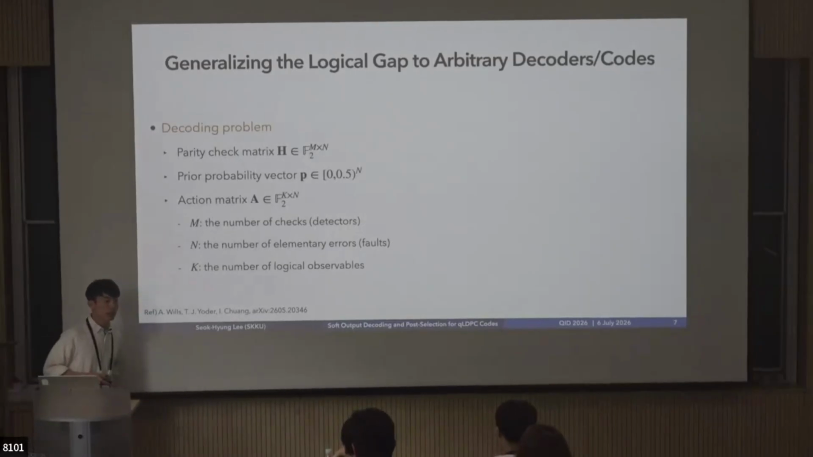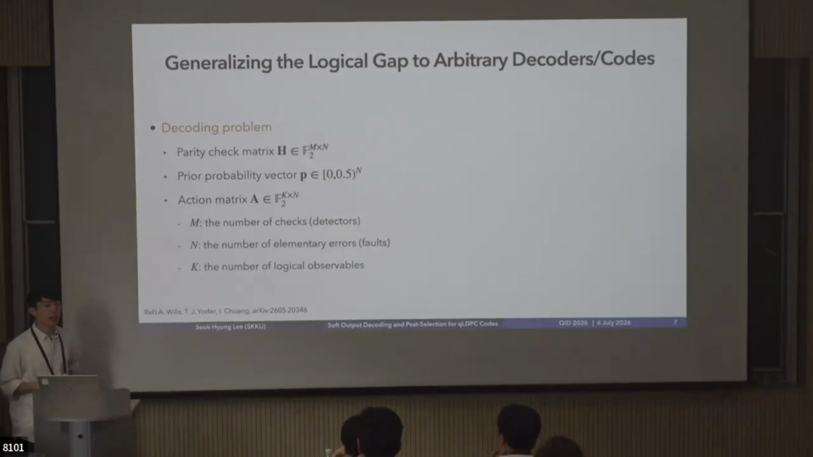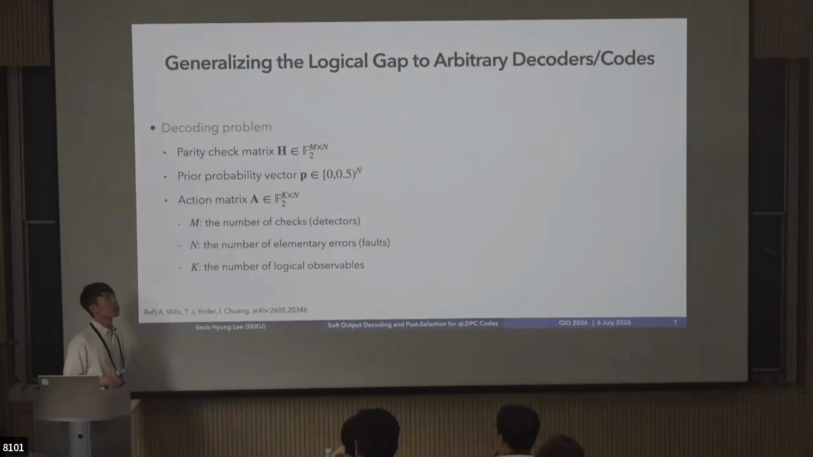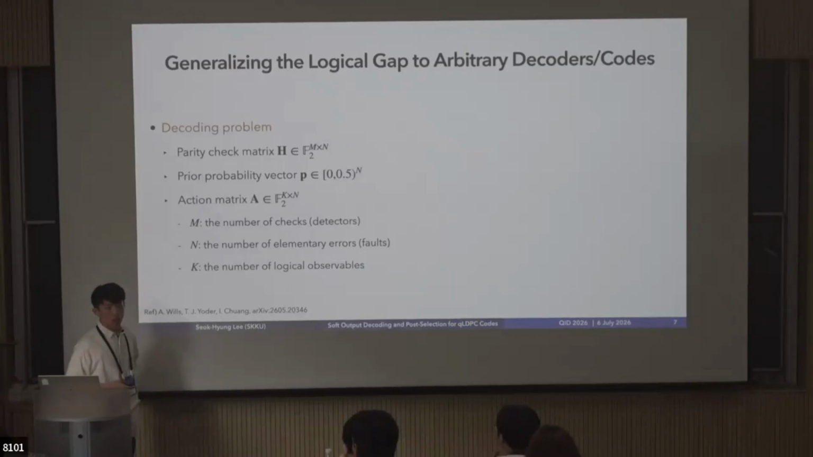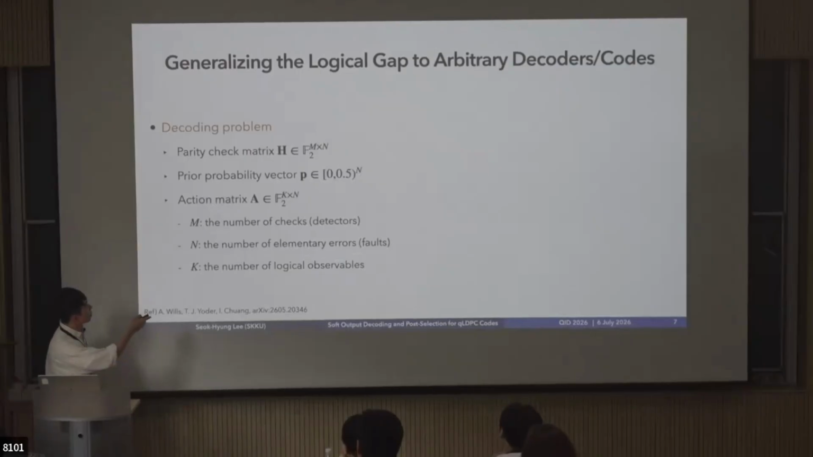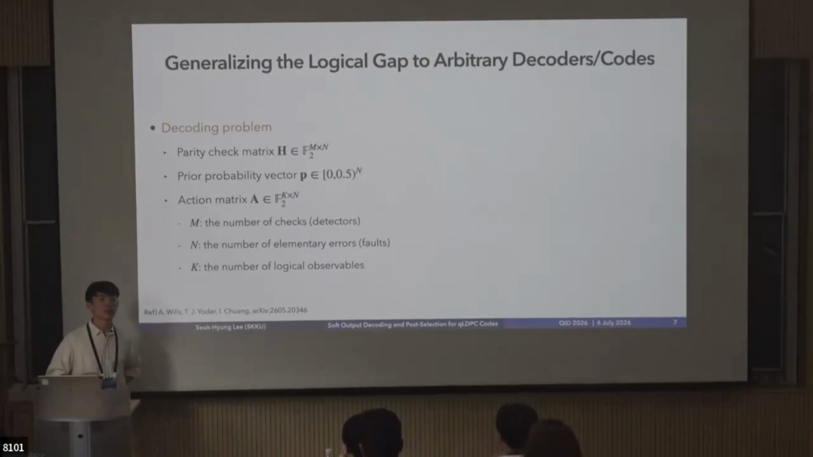And we additionally need an action matrix. This action matrix characterizes the logical effects of elementary errors. I mean, how the elementary errors affect the logical observables in the code or in the circuit. And here K is the number of logical observables. Any questions? Feel free to interrupt me anytime if you have questions.